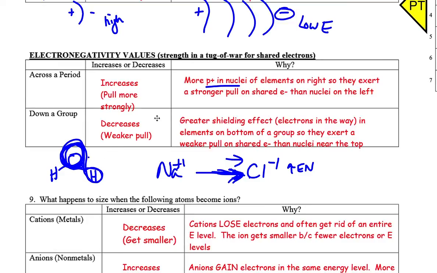So that's what we're looking at here when we're talking about a tug of war for electrons. Do the electrons go back and forth, or do they just get pulled towards a stronger one? Or do they go back and forth evenly, or do they go back and forth unevenly?